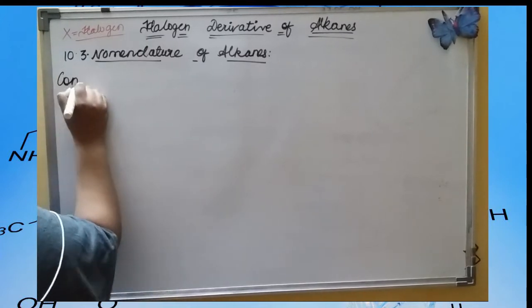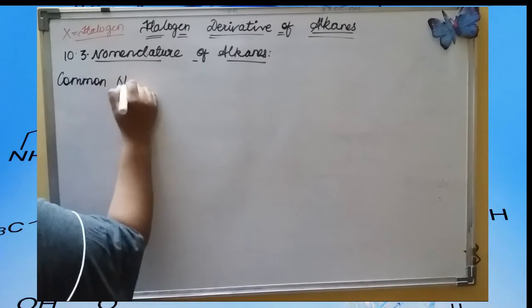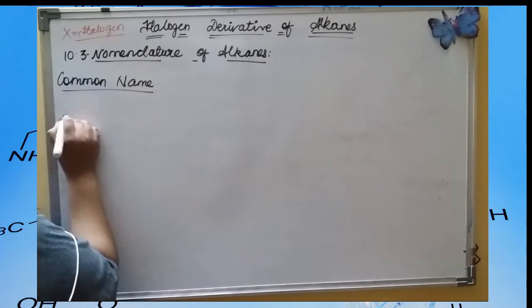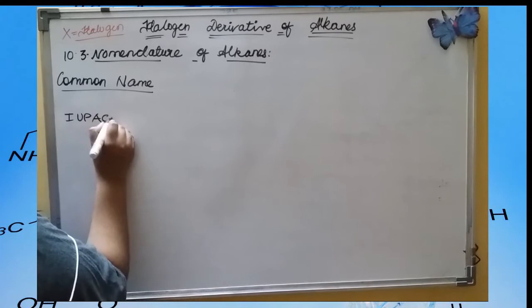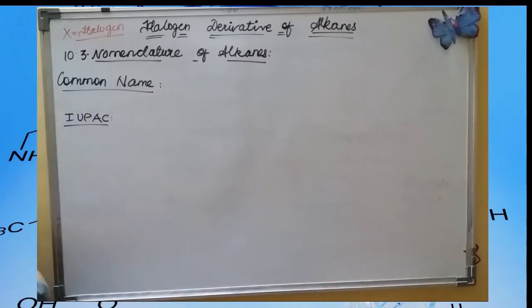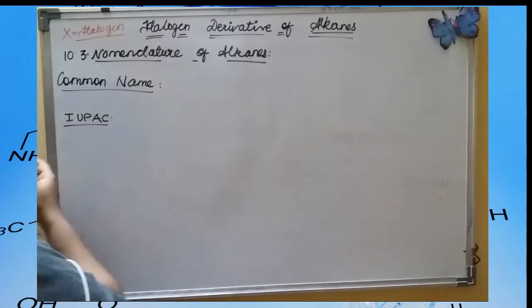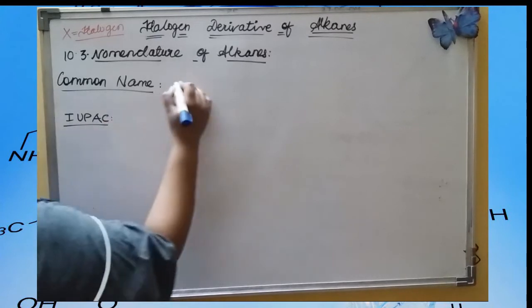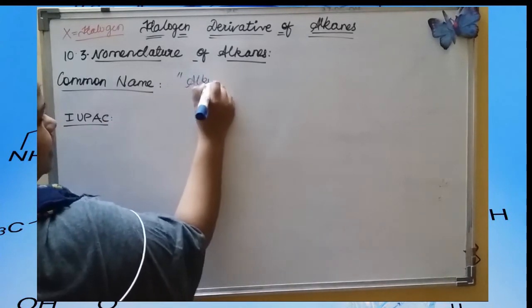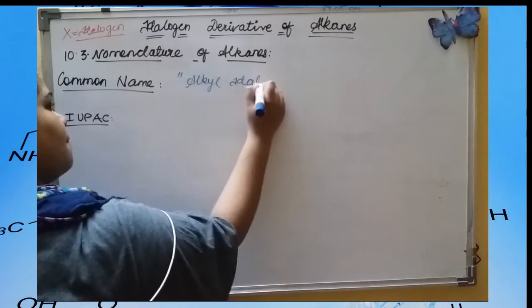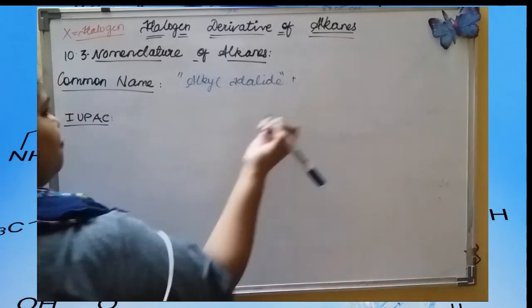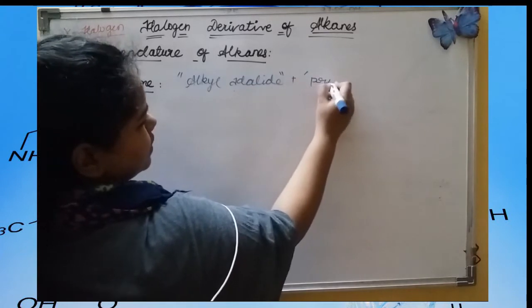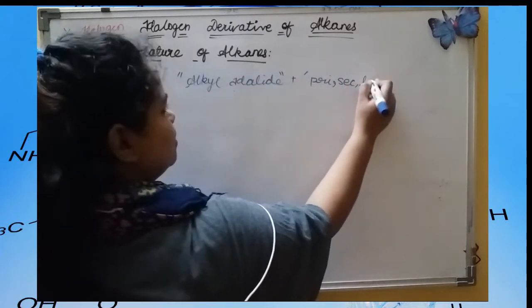Its common name and second is its IUPAC name, and there are different sets of rules for both of them. Here in alkyl halide, the common name is nothing much complex. It is just alkyl halide with the prefix primary, secondary, tertiary, which we will see later on.